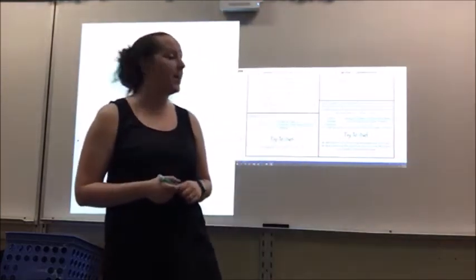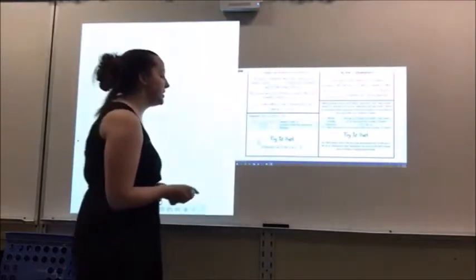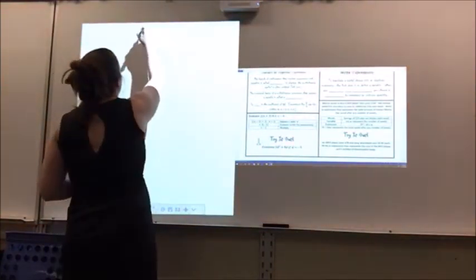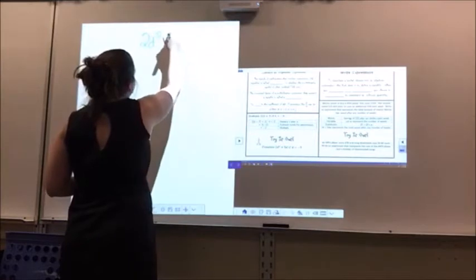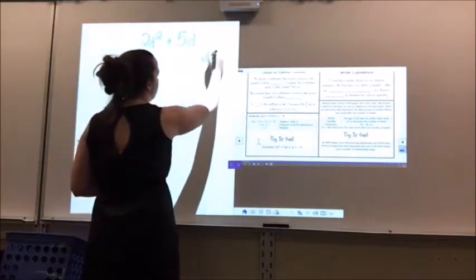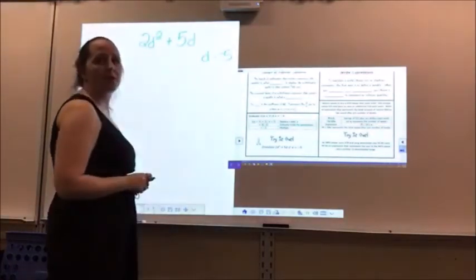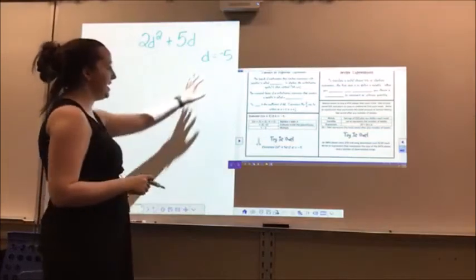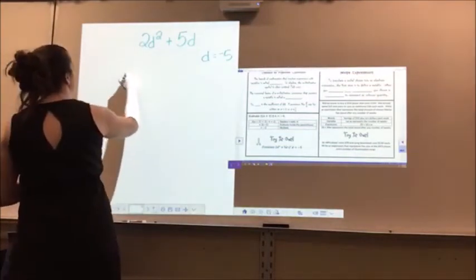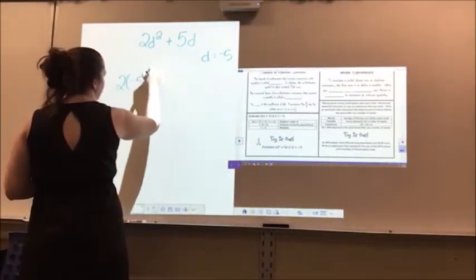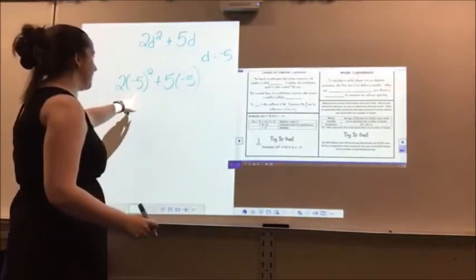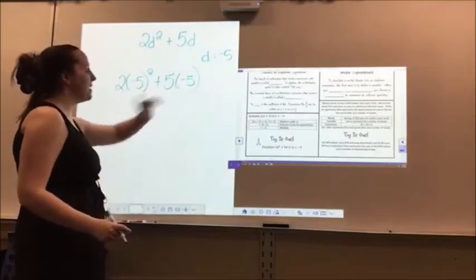The first try-it problem says, evaluate 2d squared plus 5d if d equals -5. So my problem is 2d squared plus 5d, and we said d equals negative 5. When I'm doing this, I'm going to substitute in negative 5 for d. Make sure you use parentheses because I have a negative number. So then I get 2 times negative 5 squared plus 5 times negative 5.